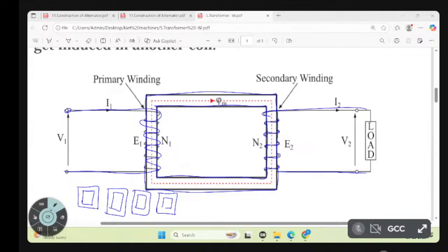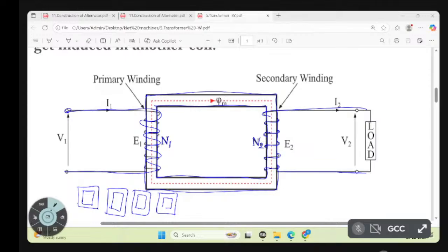Here N1 and N2 are written. What is meant by N1, N2 here? Not speed. N1 and N2 indicate the number of turns in the primary winding and secondary winding. How many turns did I wind? N1 turns I wound in the primary, and N2 turns I wound in the secondary.